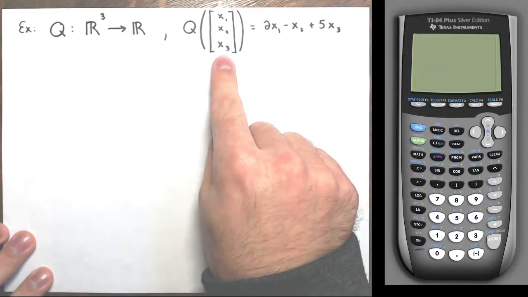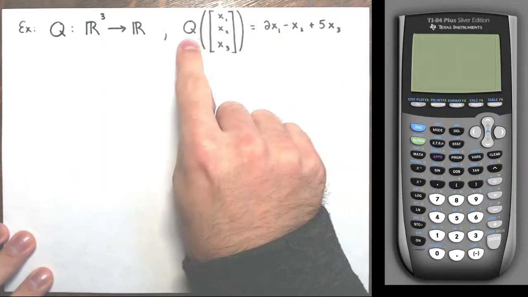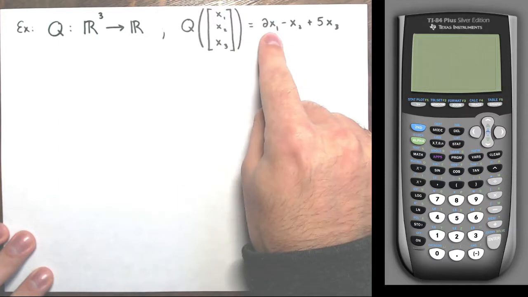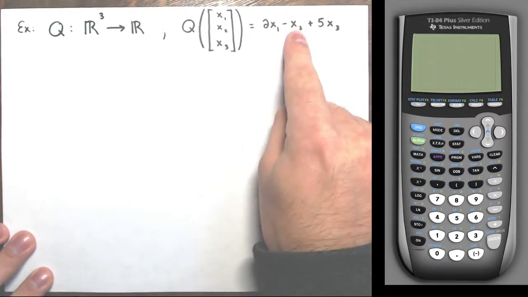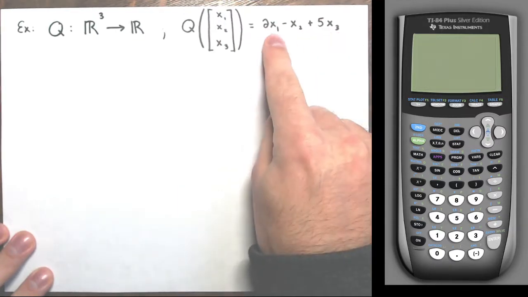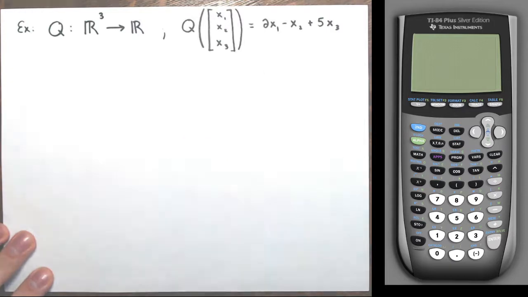All right. So here's the rule: Q of x1, x2, x3 is 2 times the first component minus the second plus 5 times the third. And note that this is a real number over here, a one component vector, if you think about it that way. So same deal. The question is, is Q a linear transformation?